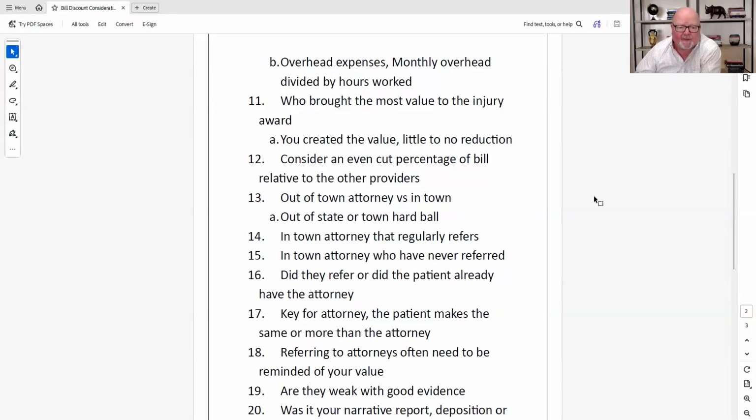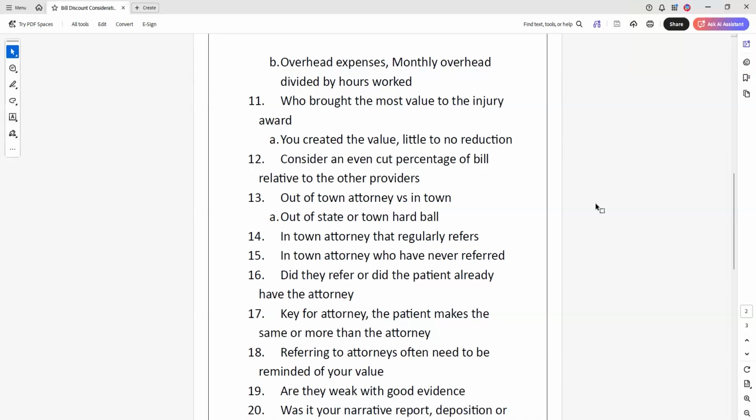Okay, consider an even cut percentage. We talked about it. Out of town versus in town. That's huge. They're out of state, play hardball. And by the way, that's what they'll do to you. I said it all the time. The number one attorney that has the highest likelihood of screwing you and trying to not pay you is the out of town, especially the out of state attorney. That's your highest probability. That's why you have to have all this legal paperwork signed. You have to get the letter of protection signed, and all the other documents that we refer to.